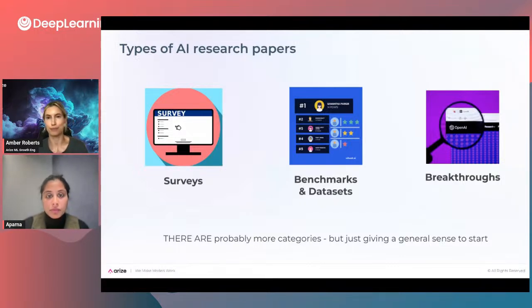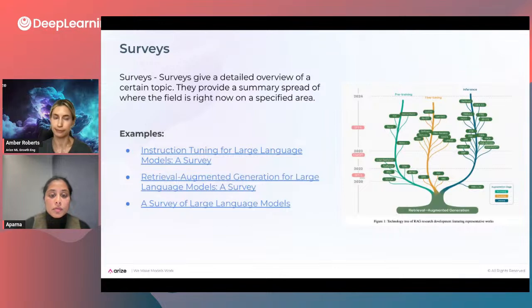Note there's probably more categories. There's definitely more subcategories. But as a general sense, when you find a paper, it's likely to fit into these categories if it's being talked about and if it has a lot of promising results.